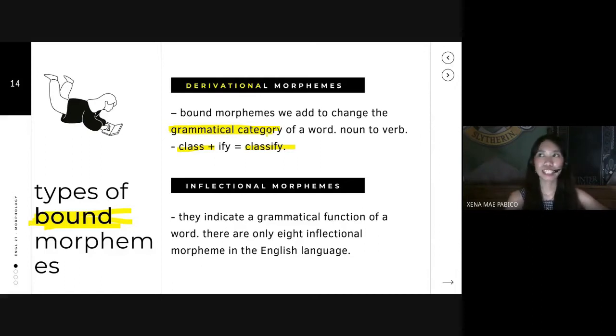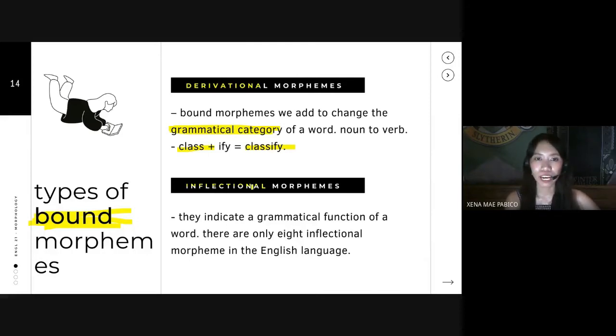Okay, another example, when you add the derivational morpheme ment to the verb encourage, the verb encourage now becomes a noun, encouragement. Okay, so that is the derivational morpheme. The next one is inflectional morphemes.